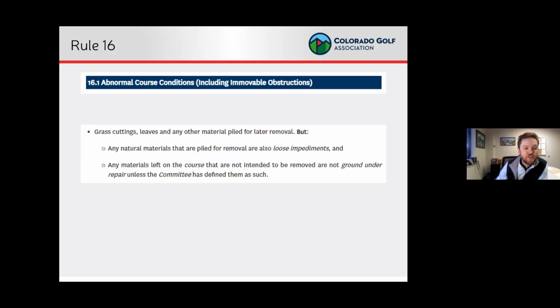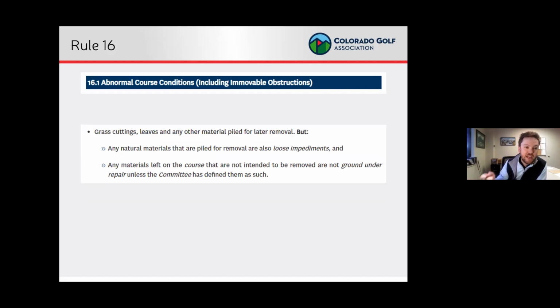Grass cuttings, leaves, and other material piled for later removal. That's the key phrase here. It's not just grass clippings that are scattered randomly. It's if they are piled for later removal. So an intentional act to take the grass clippings and pile them here. It could be leaves or other material, branches, whatever. The superintendent piles them over to say, I'm going to remove these. If you hit them in there, that would technically be ground under repair. The committee doesn't have to mark that.